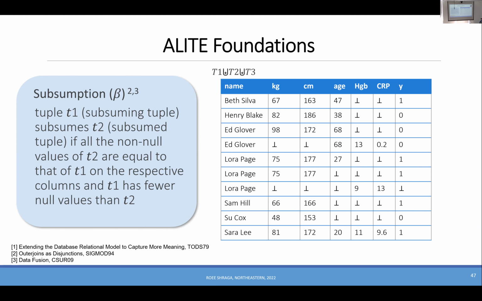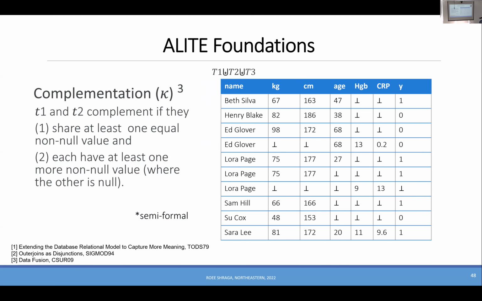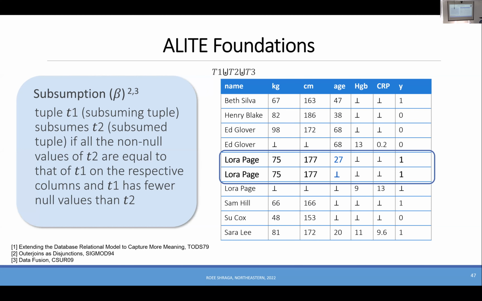Two subsumable tuples look like that. They have the same non-null values. If you look at these two tuples here, wherever they have a non-null value in the two corresponding attributes, so here, lower page, 75, 75, they have the same values. The one that we can call a subsuming tuple would have a non-null value where the other one has a null. In our algorithm we combine them together, right? Because we have one subsumable tuple here.